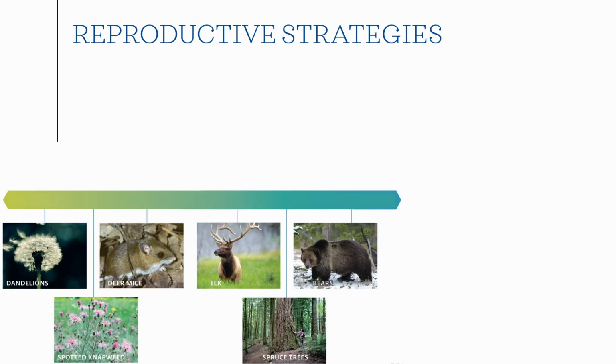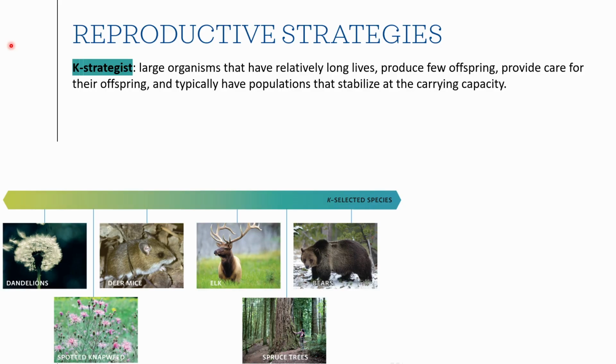Now, let's go ahead and talk about reproductive strategies, because these are the things that add to populations. There are two important strategies, and the letters are interesting. Hopefully you recognize the letters. The first is the K strategist.